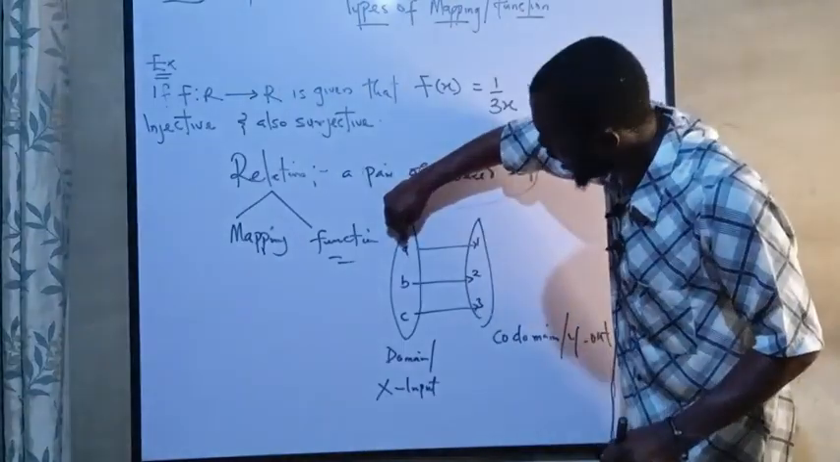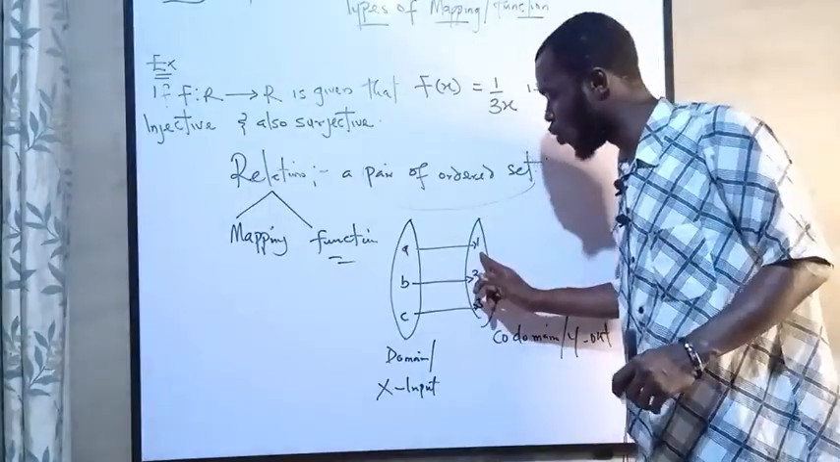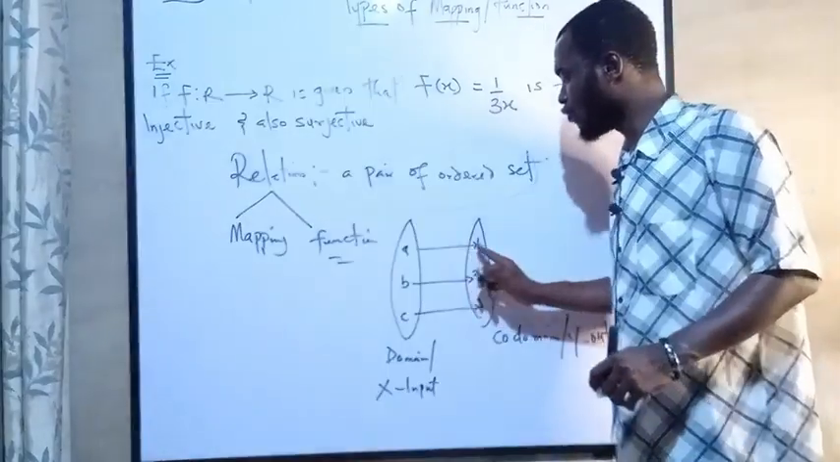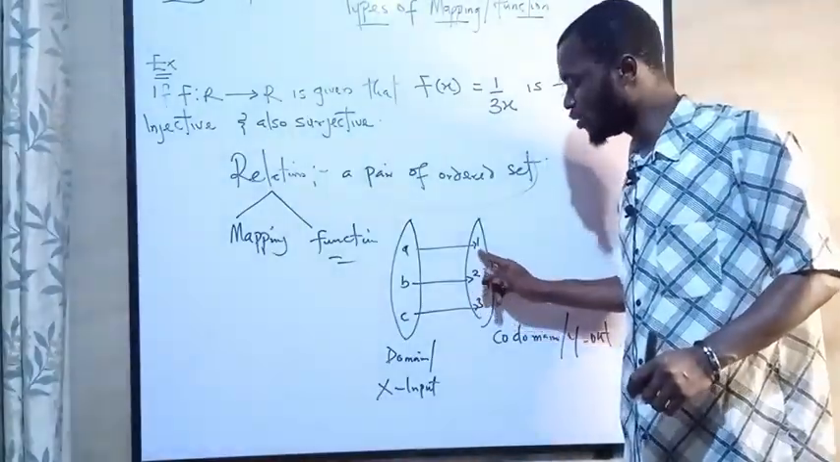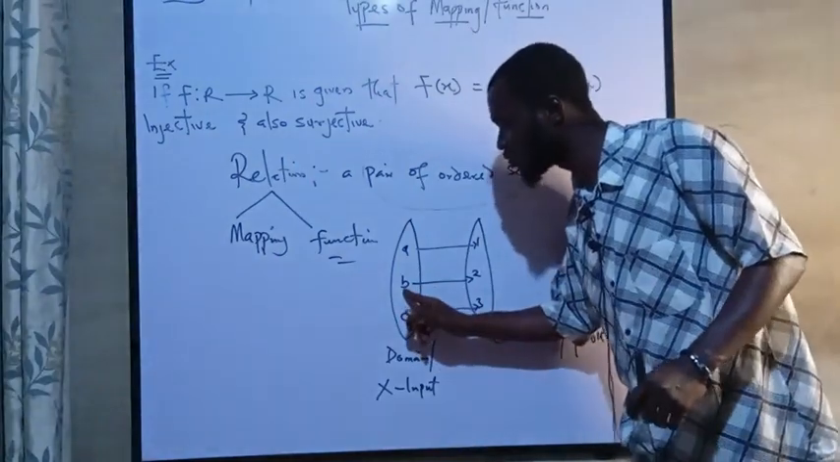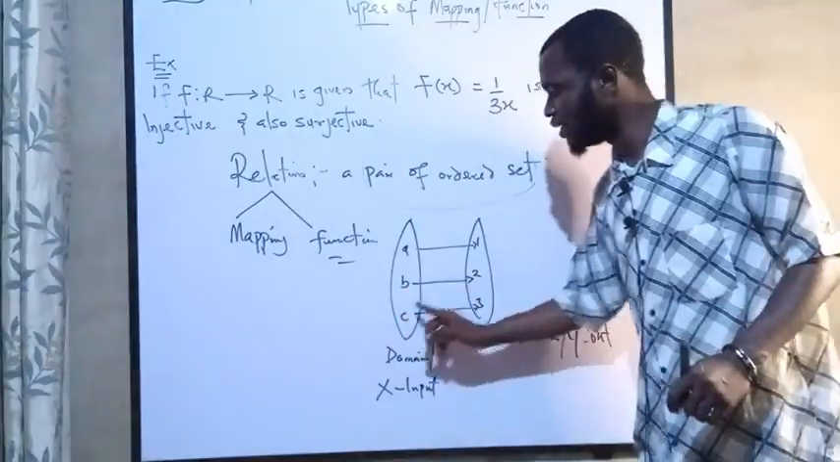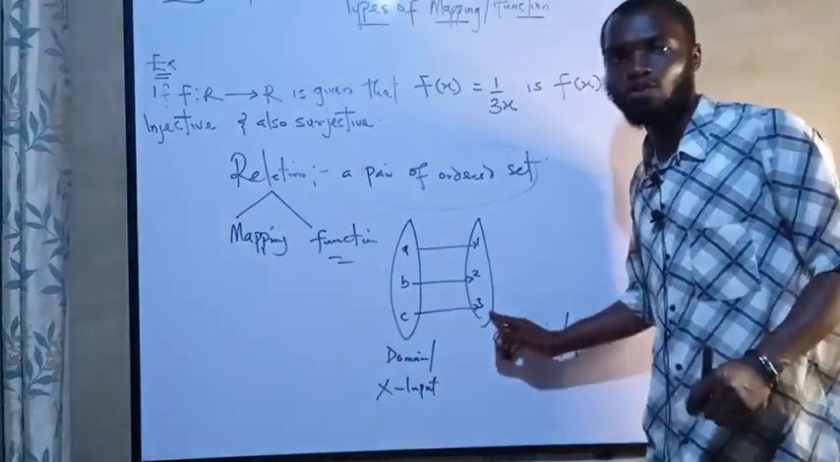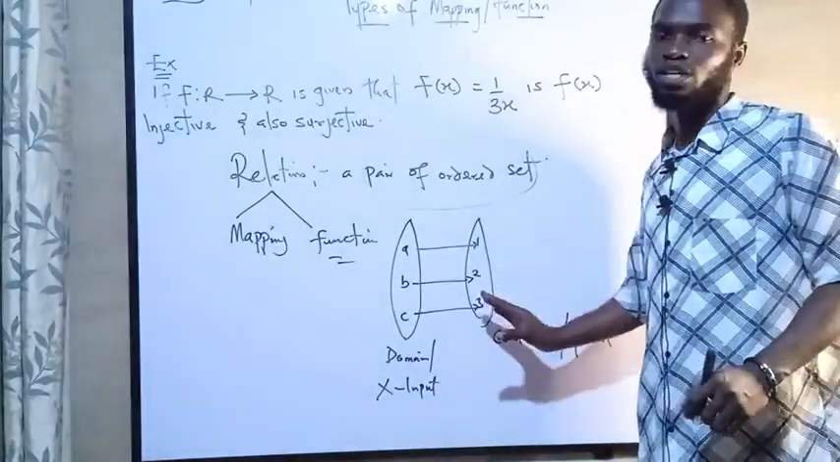Now, A is relating to what? The element A relates to 1 in the codomain. The element B relates to 2 in the codomain. The element C relates to 3 in the codomain. That relation has occurred.